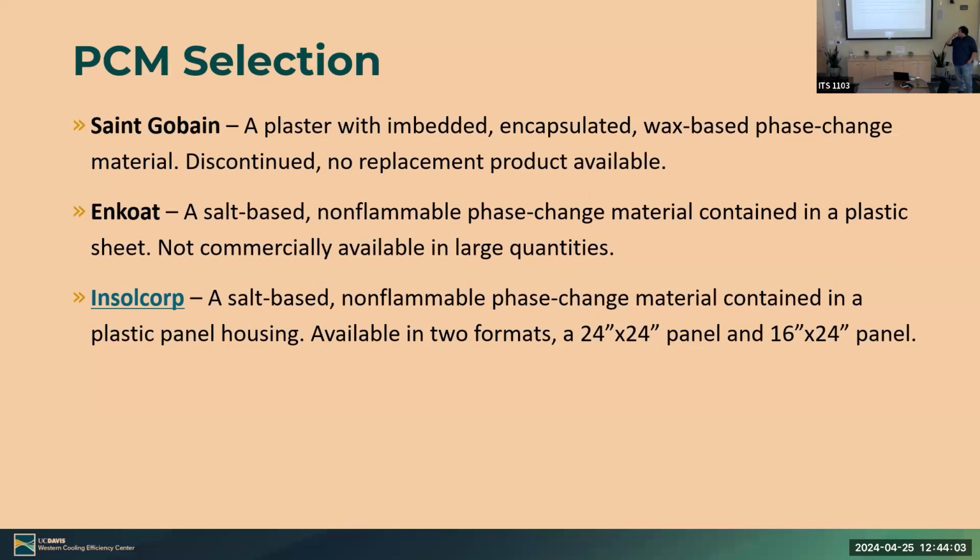Enco was another option. They're a salt-based, non-flammable phase change material. But they were a startup company. This product was being tested. It wasn't mass scale, so they weren't able to give us the amount of material we needed. So we weren't able to go with them.